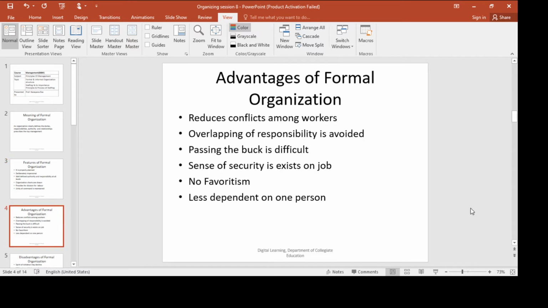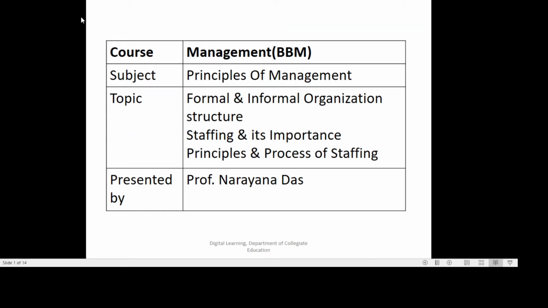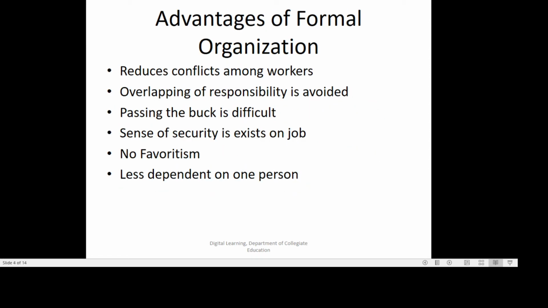What are the advantages of formal organization structures? It reduces the conflicts among the workers. The definite boundaries of each worker will be clearly fixed, and it will automatically reduce the conflict among the workers. The entire organization is kept under control. Overlapping of responsibilities will be avoided, as there will be no overlapping of responsibility among the members.